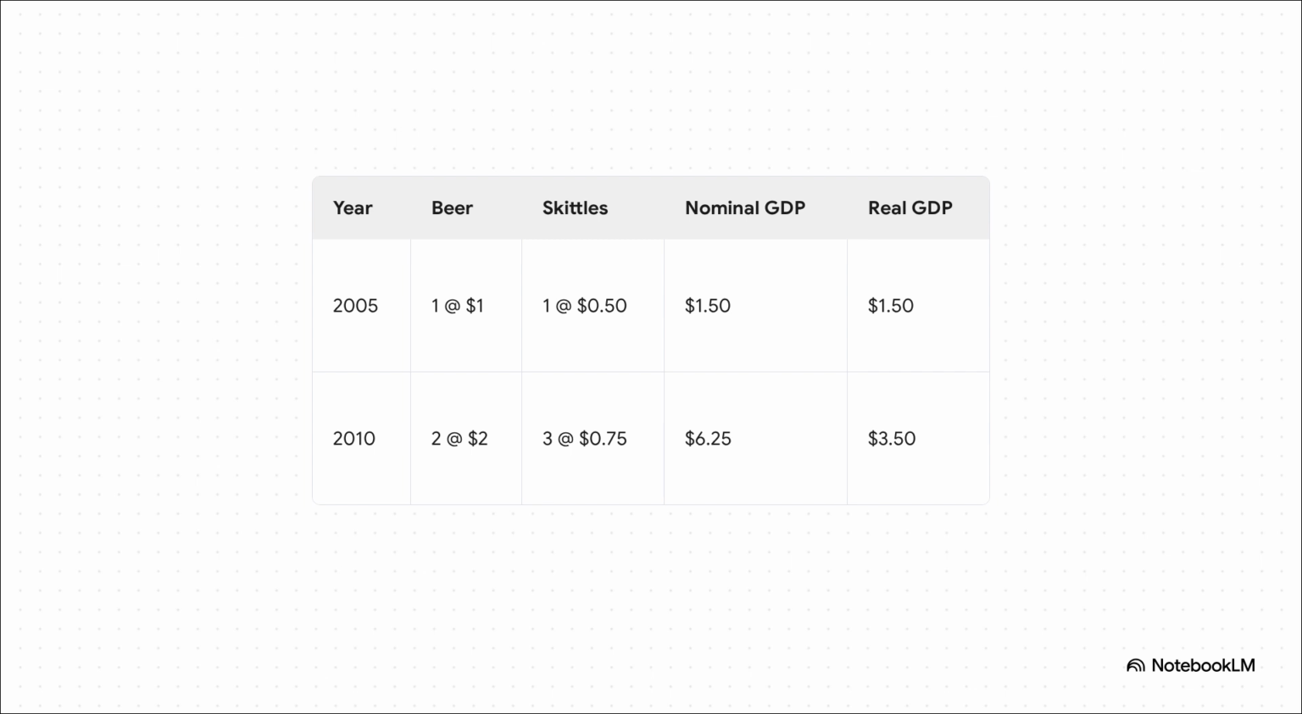You might think the economy is absolutely booming, but look a little closer. The actual physical prices doubled. If we calculate the 2010 physical output, which is 2 beers and 3 Skittles, but we use the old 2005 prices to evaluate them, we get a real GDP of only $3.50. Just seeing the nominal total completely hides the fact that real inflation-adjusted physical output, the actual goods in your hand, didn't quadruple at all. It barely more than doubled. The price tag lied to us.